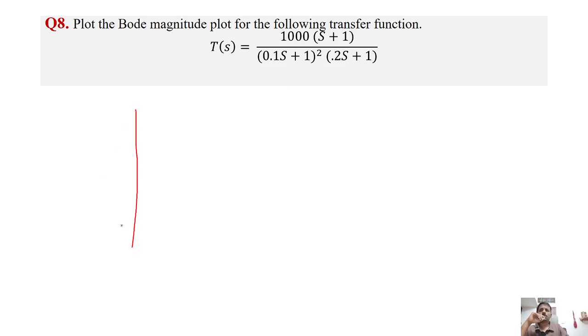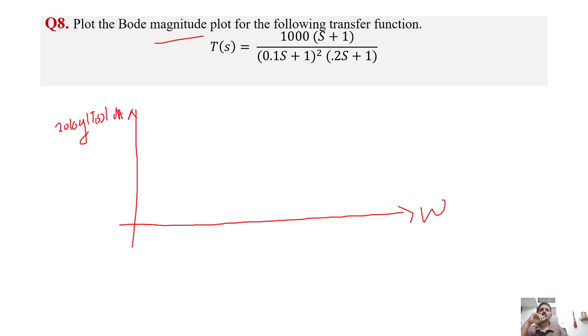So while drawing the Bode plot, since it's a magnitude plot, we always write in dB terms. So 20 log of T of s, that is in dB. So this is what, versus omega, this is the Bode magnitude plot, and we'll find what all are these zeros and poles here.